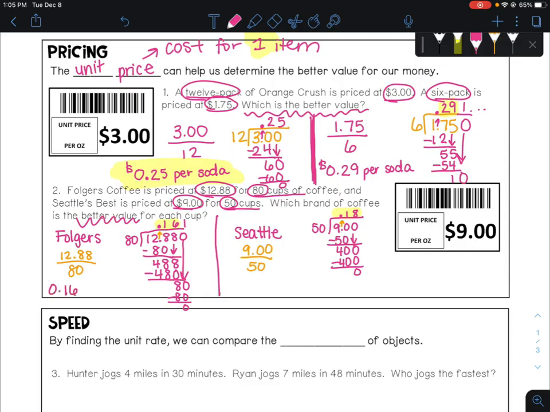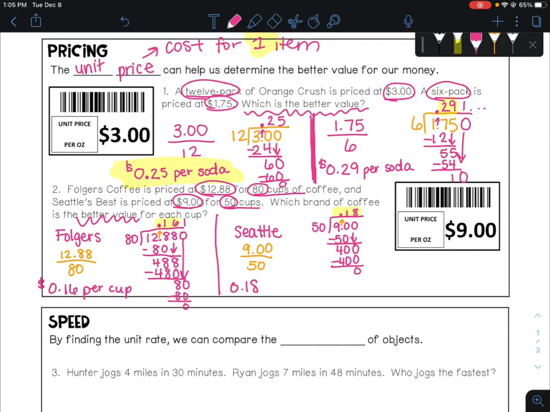So if we round that, it's just going to be 16 cents per cup, because that 1 at the end does not cause us to round up. And then for Seattle, we just got 0.18, so it's going to be 18 cents per cup. Now, when you're dealing with money, a better value means cheaper. It means that when you get it down to just one item, the cost is less. So less for one item. So the one that we are going to choose as our answer is the Folgers, because it's 2 cents cheaper per cup.